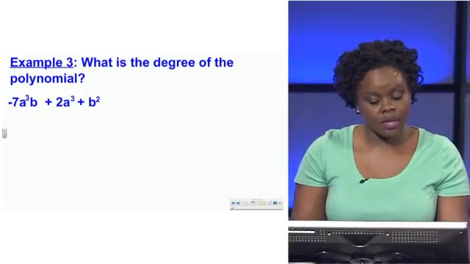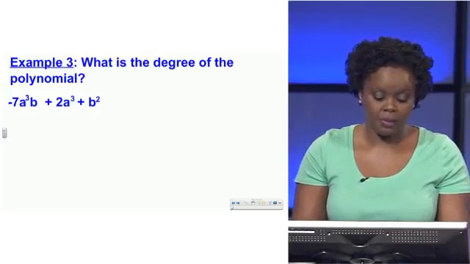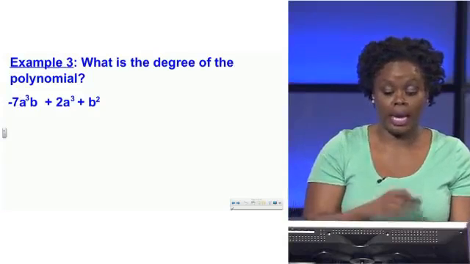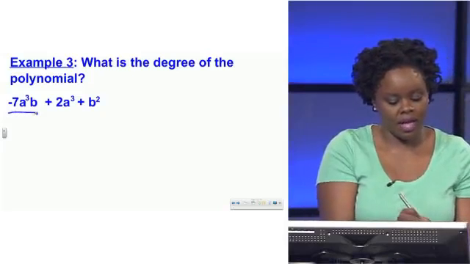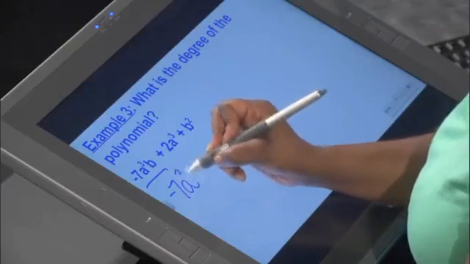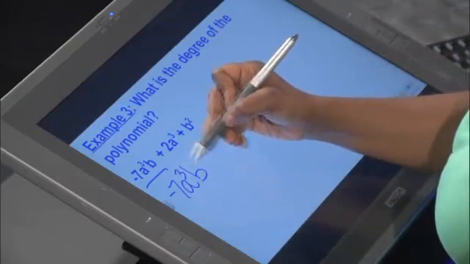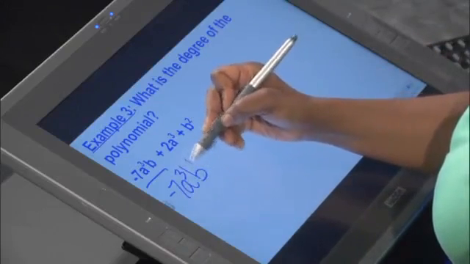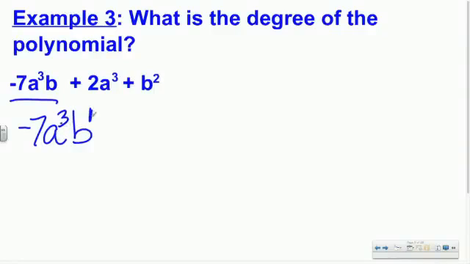All right, so what is the degree of the polynomial? -7a cubed b plus 2a cubed plus b squared. Okay, so take each term separately, each monomial separately. All righty, so you have -7a cubed b. Okay, so you remember with exponents, when you don't see one, you have like this part right here, this b, there's a 1 I'm not seeing. So I have a sum of exponents here. 3 plus 1, I'm going to have to deal with that. All right, so 3 plus 1, that's 4. So this monomial has a degree of 4.